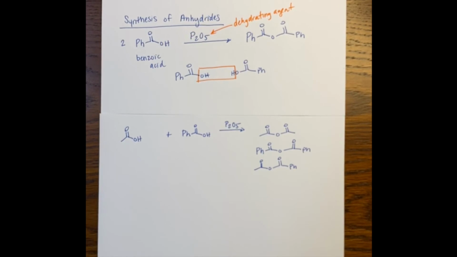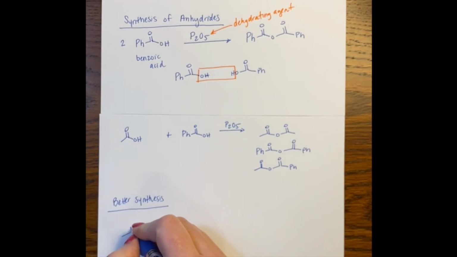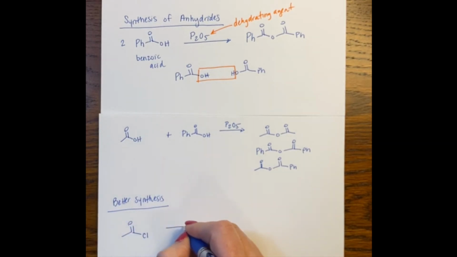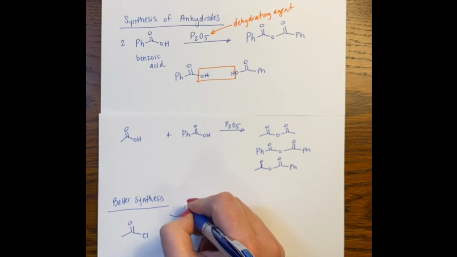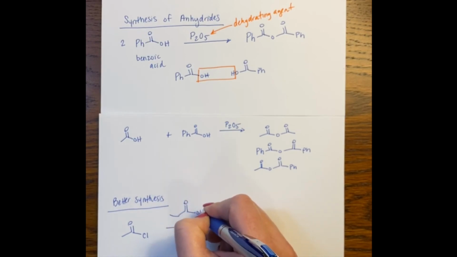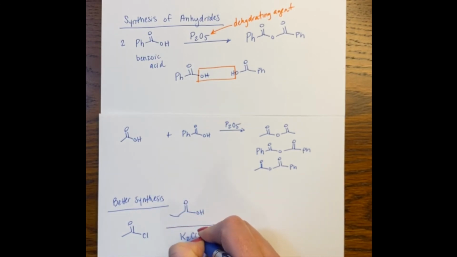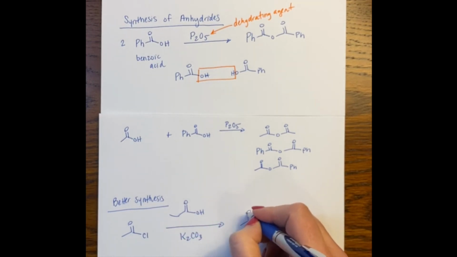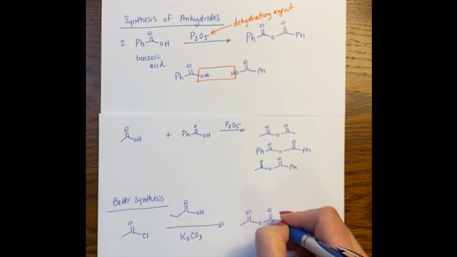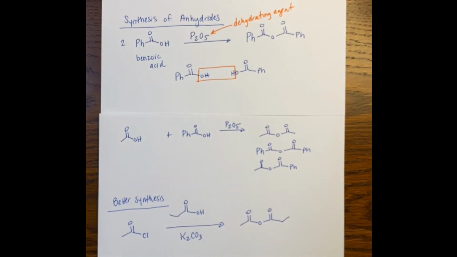So overall, this really isn't the best way to make a mixed anhydride. The better synthesis for that process would be to take an acid chloride, treat it with your carboxylic acid in the presence of a small amount of base, like potassium carbonate, and in that case, you would make that mixed anhydride, like so.